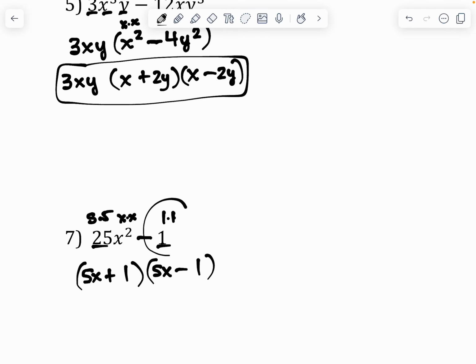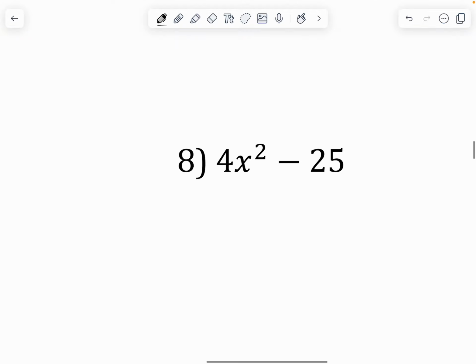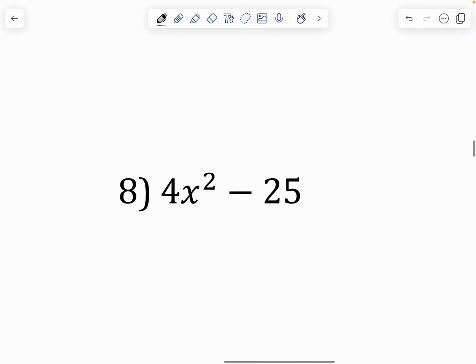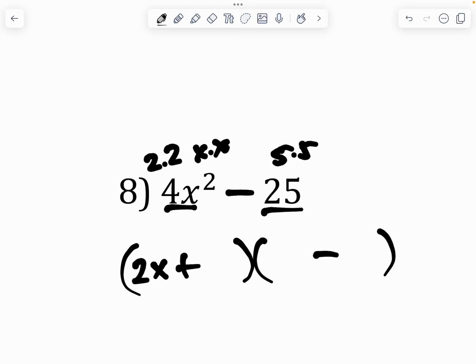So remember, when it has a 1, that's kind of always tricky because we don't really think of that as a perfect square. Okay, but remember, 1 times 1 is 1. That's still a perfect square. So those are going to factor. All right, number 8. It is the difference of two squares. 4 is 2 times 2, and x times x, and 25 is 5 times 5. Those are all perfect squares. Difference of two squares has two factors, one positive, one negative. This is going to be 2x plus 5 and 2x minus 5.